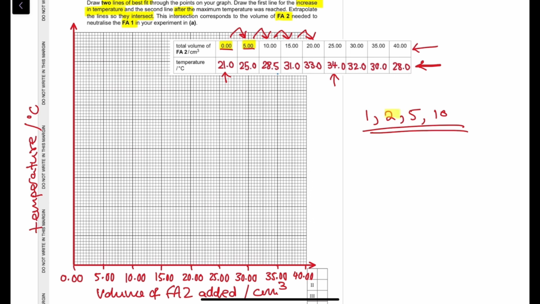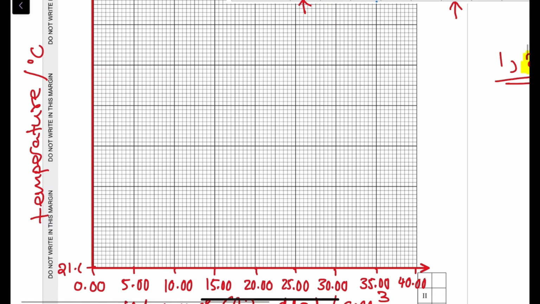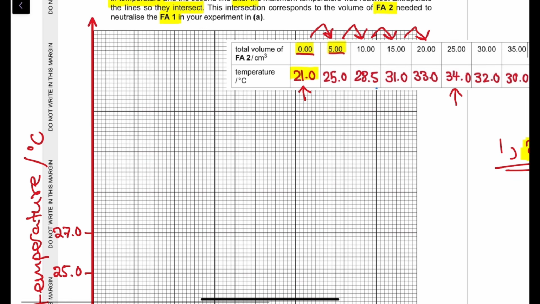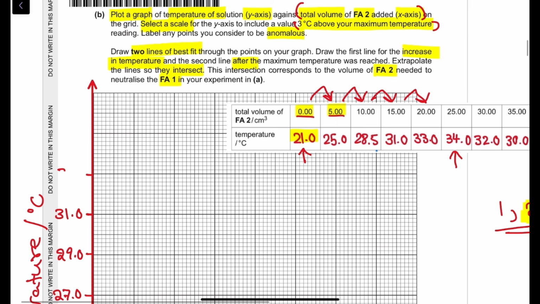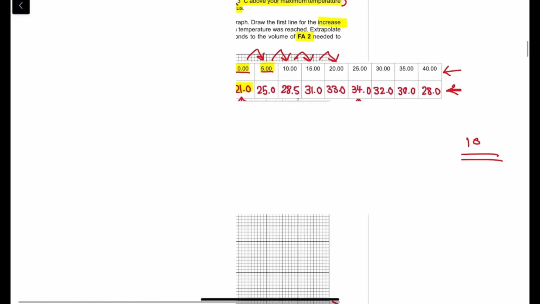So I've chosen to go up in increments of 2, and I'm going to start with my minimum temperature. So this is going to be 21.0, this is going to be 23.0, 25.0, 27.0, 29.0, 31.0, 33.0, 35.0, and 37.0. Okay?